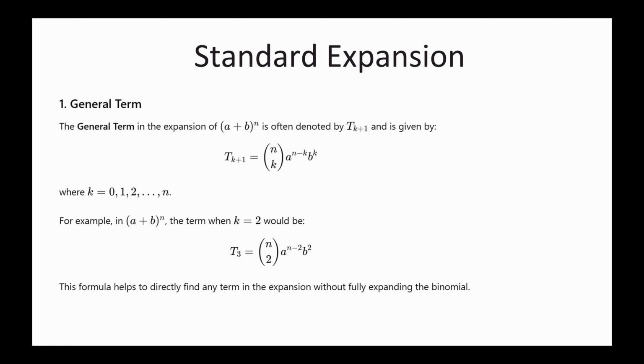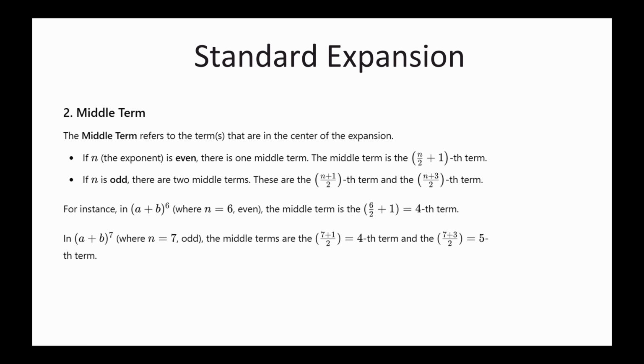Now again, repeating the same things, we know how we can write down our standard term. It is T(k+1) = nCk a^(n-k) b^k. You can choose k or r, any variable you want. Here they have taken an example as well.